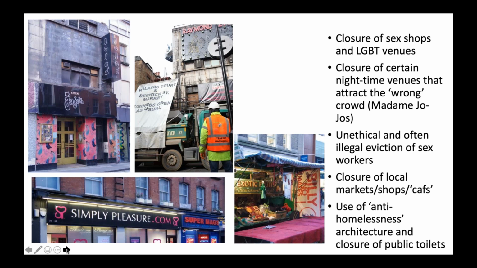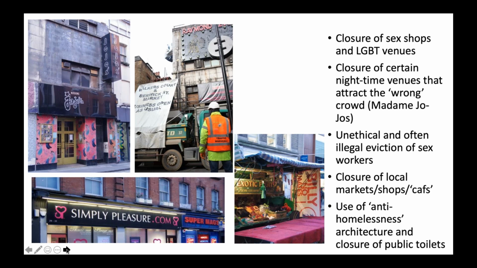We've also seen the closure of local markets and shops and cafes, so cheap places where you can buy food. If you're in social housing, or if you're just a normal everyday person, being able to go to a fruit and veg market, being able to go to a local shop, being able to get breakfast for less than £20. You know, those places just don't exist in Soho anymore.